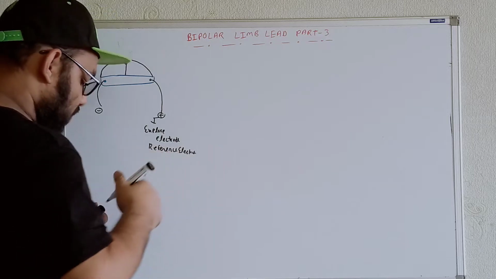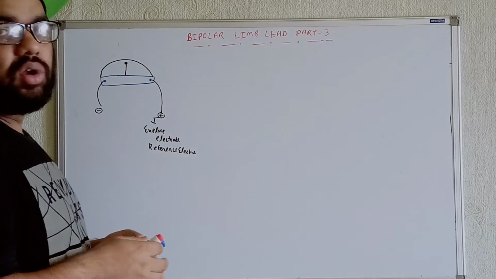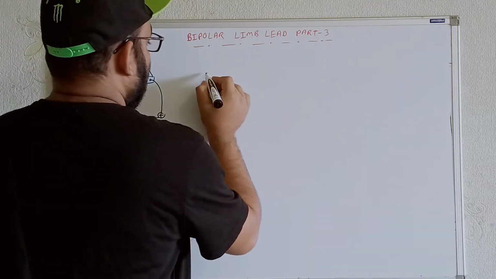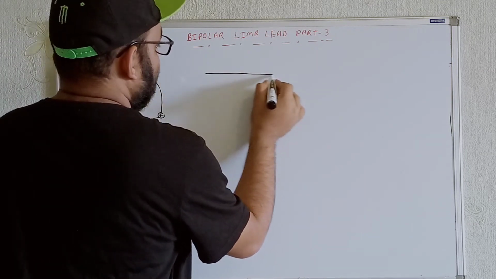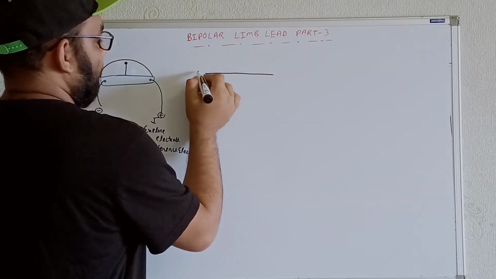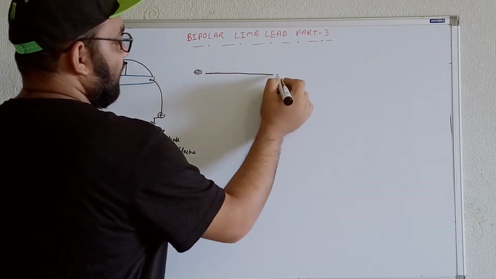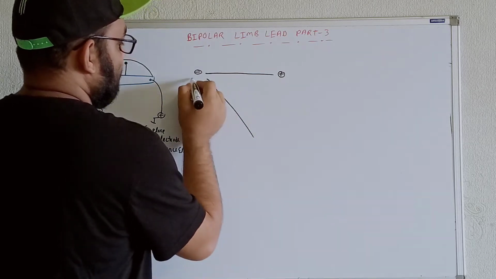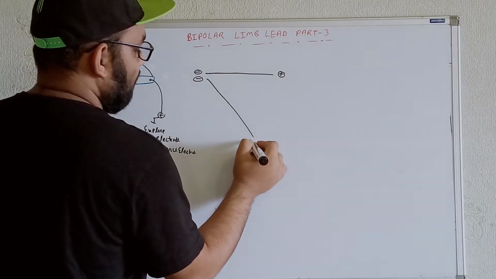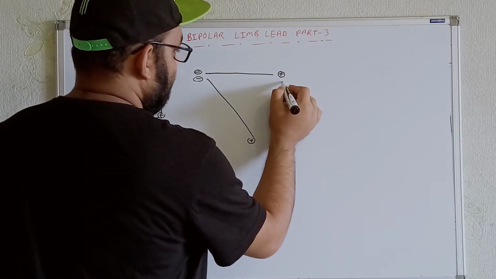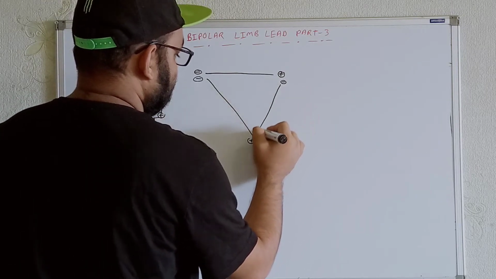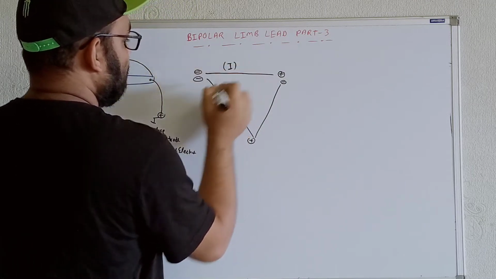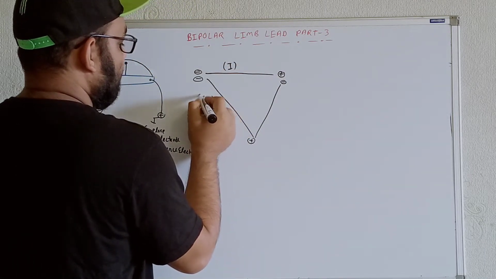Now let's go back to the normal Einthoven's triangle. Try to remember. I said that, for example, this is the axis of lead number 1, so we'll get negative and positive over here. Then I took this one as lead number 2, and over here lead number 3. So this is lead number 1, this is lead number 2, this is lead number 3.